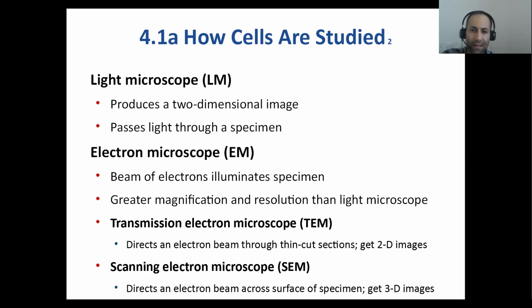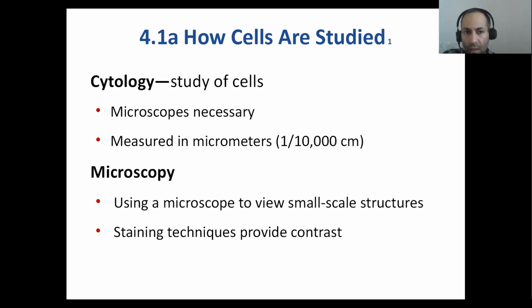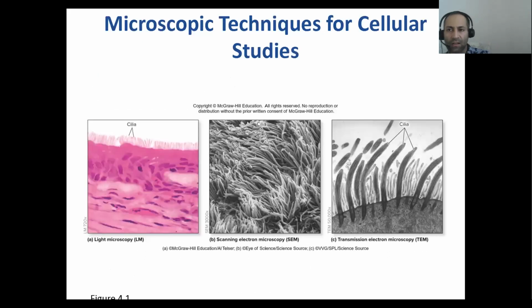Then you have what is called a TEM for transmission electron microscope. And again, this gets you a 2D image of things, all right? And then finally the SEM or the scanning electron microscope, that actually gives you 3D images. So here, this picture gives you a pretty good idea as to what those 3 microscopes are all about.